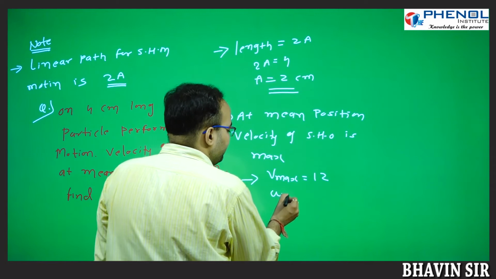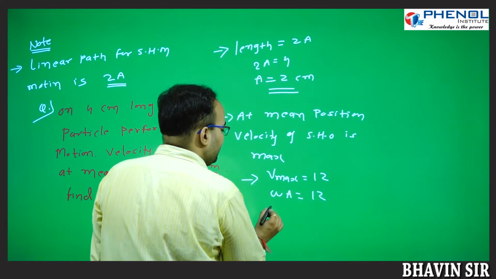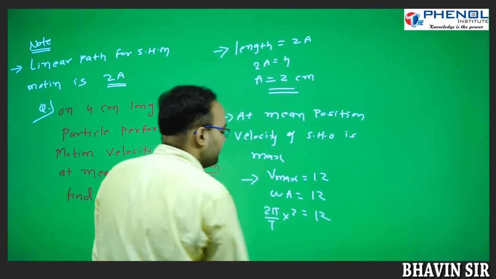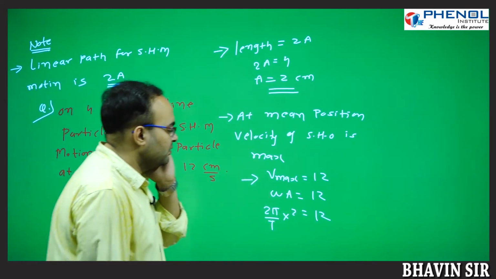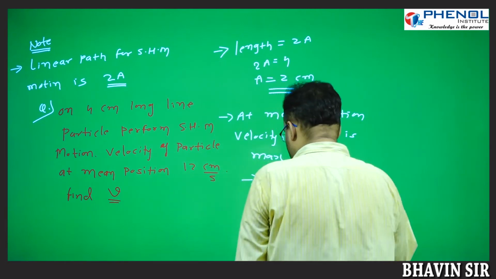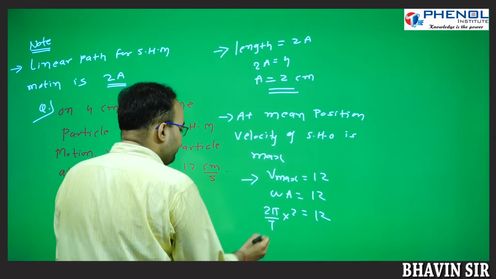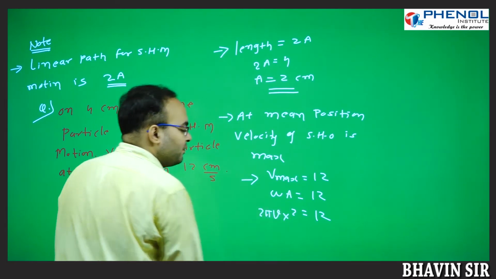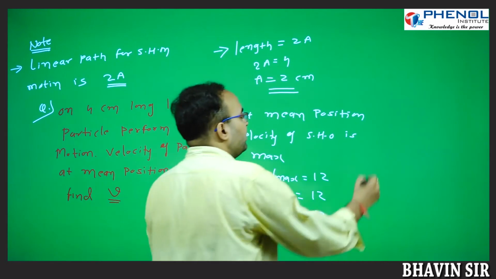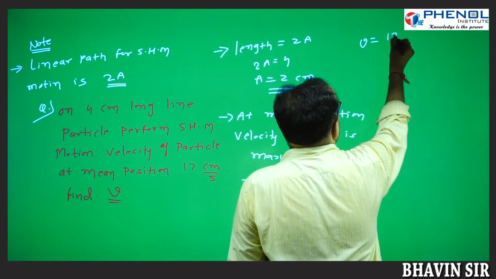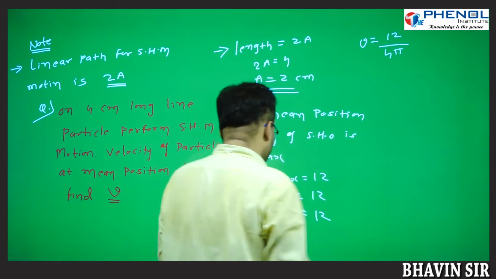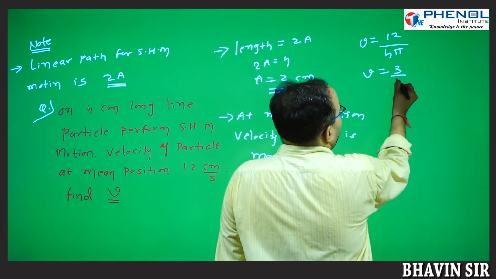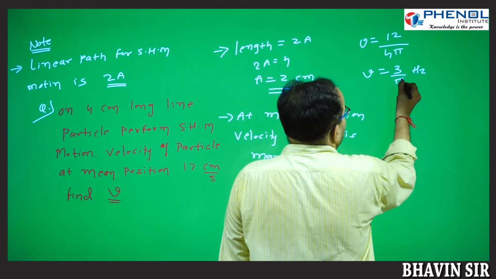Maximum velocity is omega a. Omega is 2 pi by T. What is amplitude? So time period. Okay, so 2 into 2 is 4. So nu is equal to 12. What is the frequency? 3 upon pi hertz.